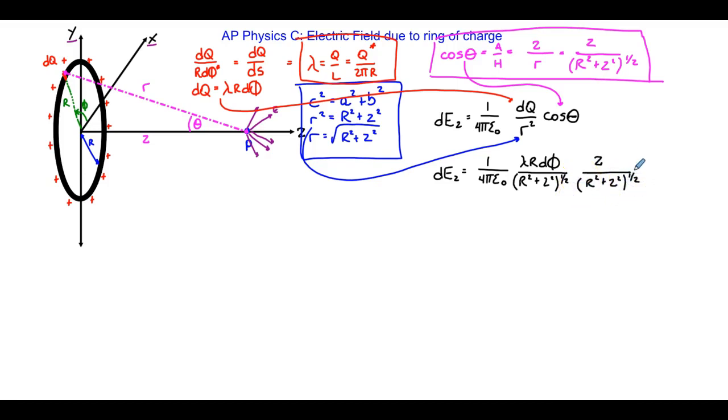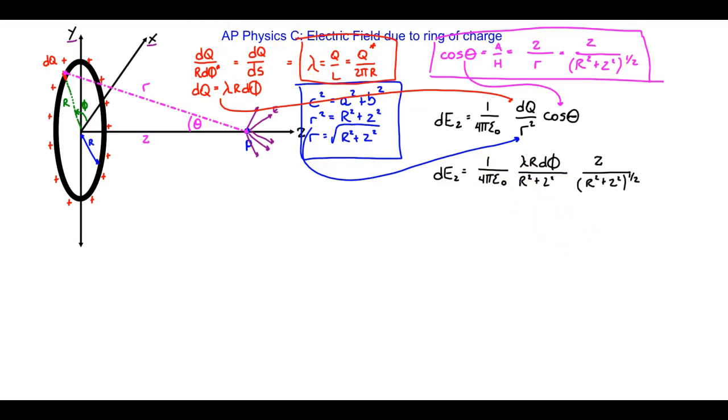So now wait a second. When I substituted for r squared, this shouldn't have been to the 1/2 here. We can see that r squared is actually just R squared plus z squared. So I'm going to leave that as it originally was.